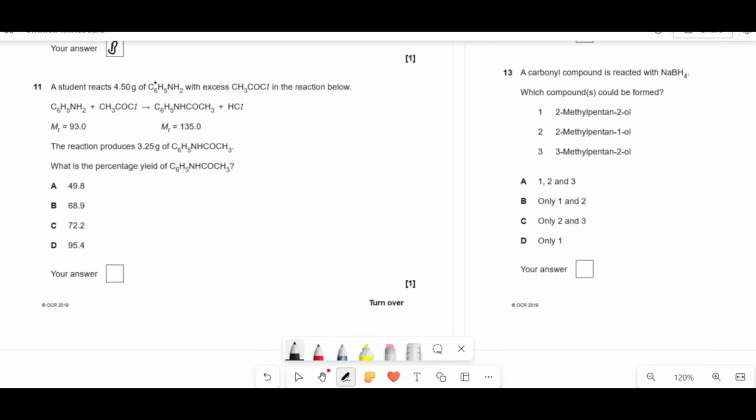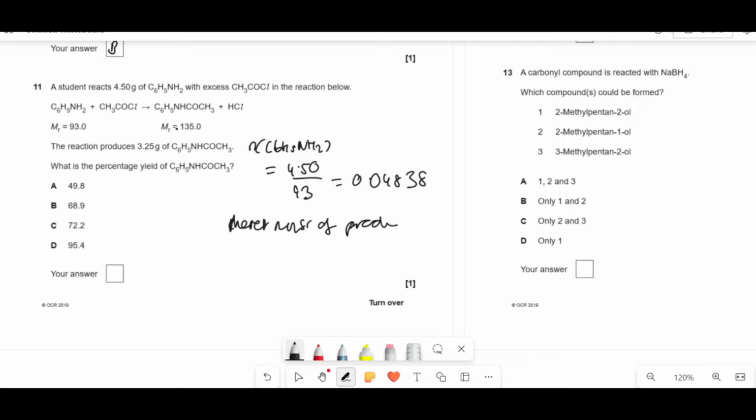The student reacts 4.5 grams of this with CH3COCl in the reaction below, and it gives you C6H5NHCOCH3 plus HCl. And then it says the reaction produces this much. What is the percentage yield of that? Fine. So what we need to do is find out the expected amount first, the theoretical amount. So we're going to work out the moles of the C6H5NH2, which is just 4.50 divided by its Mr of 93, which gives 0.04838.